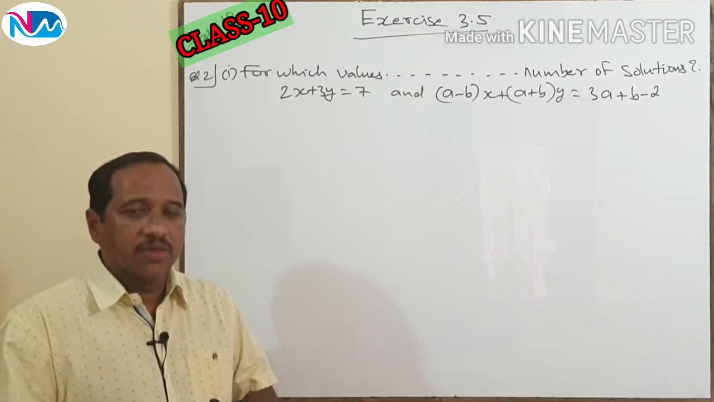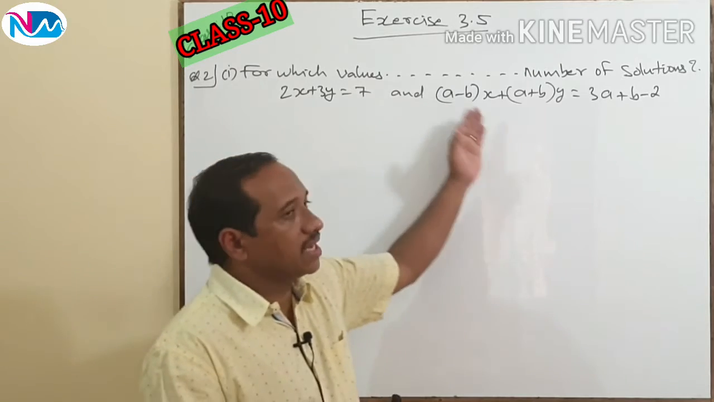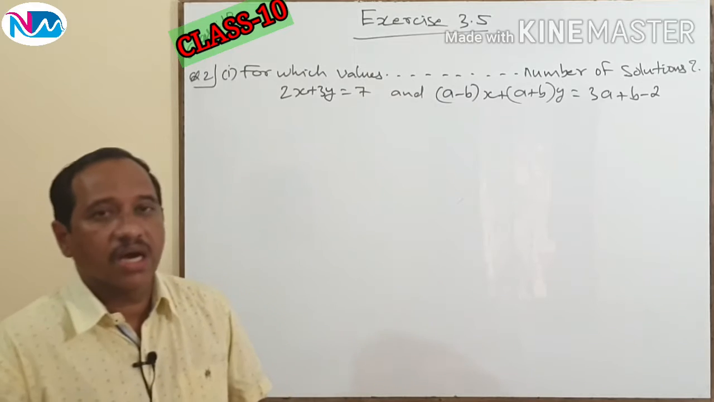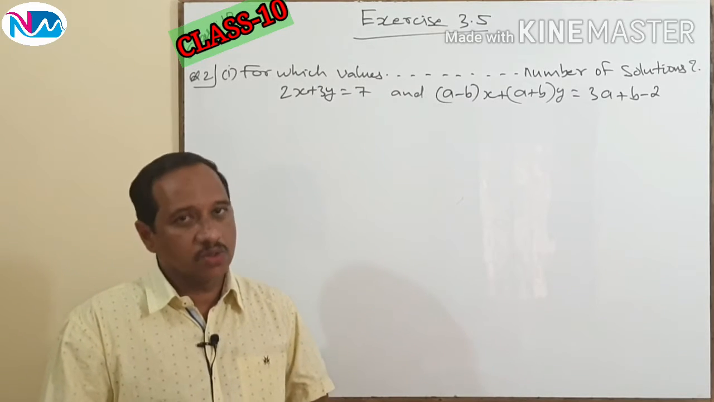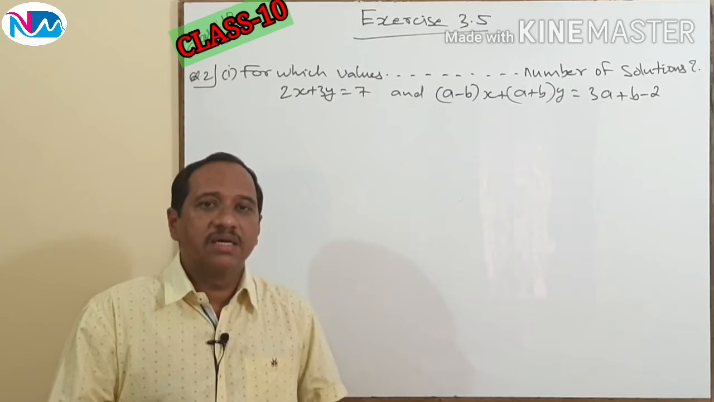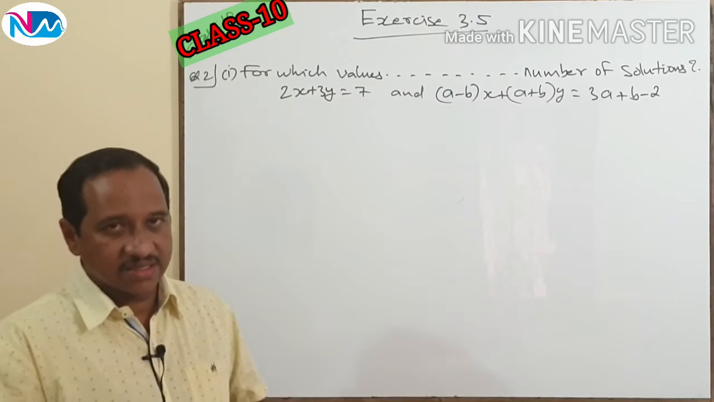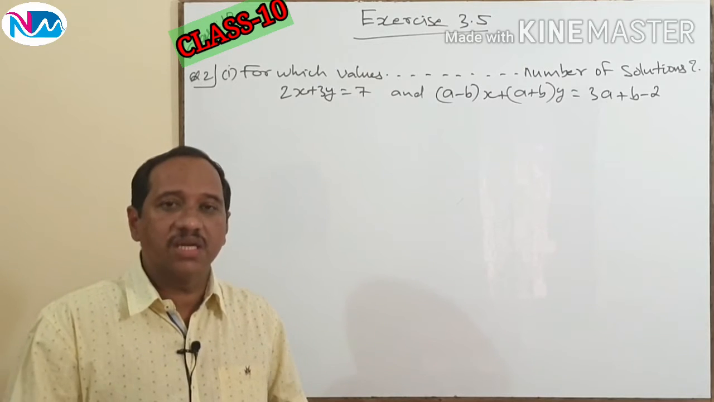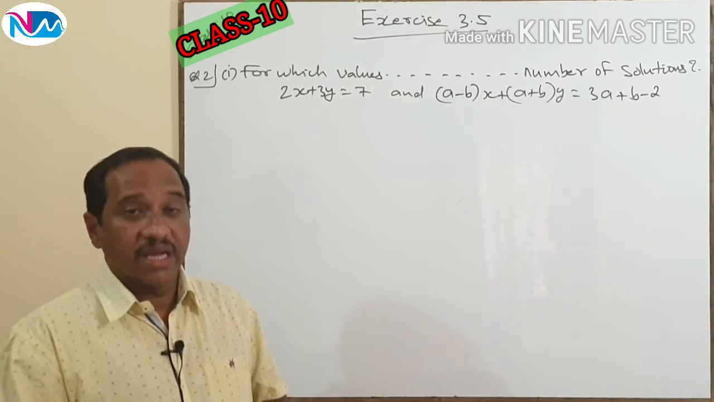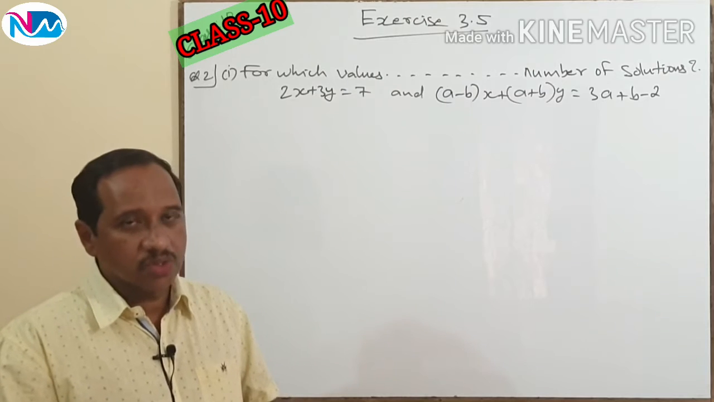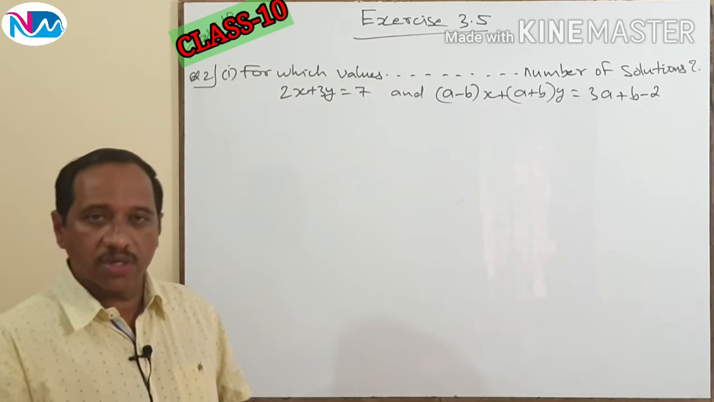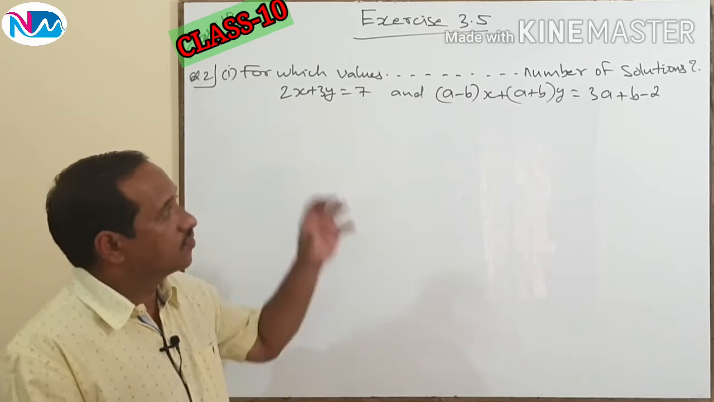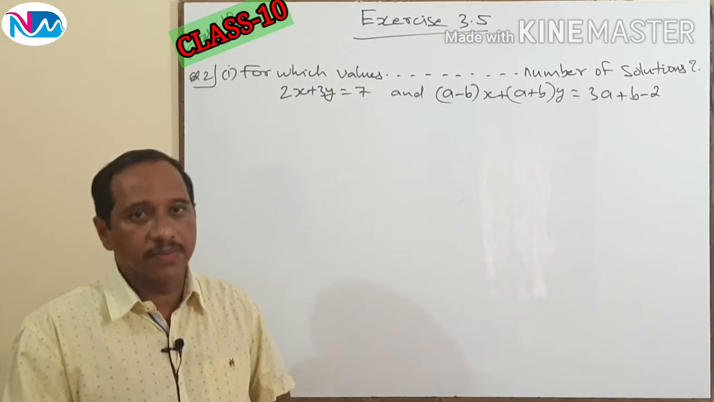So here we have to find the values of a and b for which these two equations have infinitely many solutions. You know what is the algebraic condition if a pair of linear equations in two variables have infinitely many solutions? a1 by a2 is equal to b1 by b2 is equal to c1 by c2. Using that condition, we will find the values of a and b.